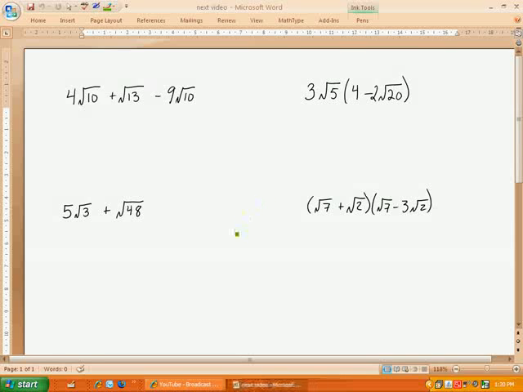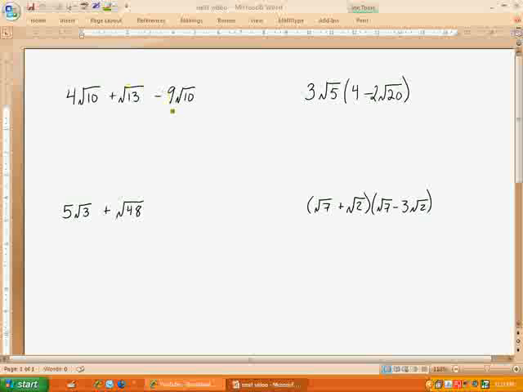Alright, this is my fourth and final video for simplifying radicals. We've done the multiplication and we've done the division and just simplifying. What we want to do now is add in the addition and subtraction and then put together some multiplication, addition, subtraction all in the same problem.